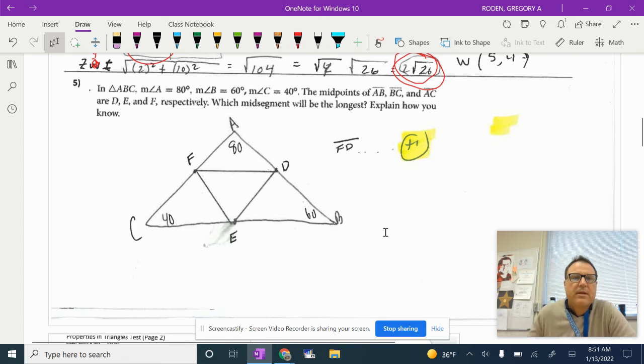Okay, so let's take a look at number 5. Now, number 5, I drew it out. Okay, so I just went through and I drew it out. It's not to scale or anything. And it wants to know what is the longest mid segment.